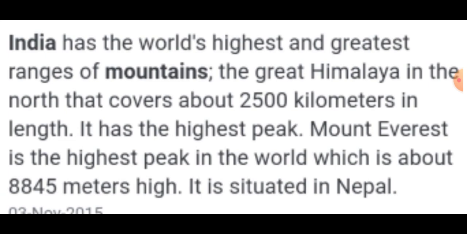Which is the highest peak in the world? Mount Everest. Mount Everest is the highest peak in the world, which is about 8,845 meters in height. It is situated in Nepal. The highest peak is situated in Nepal.